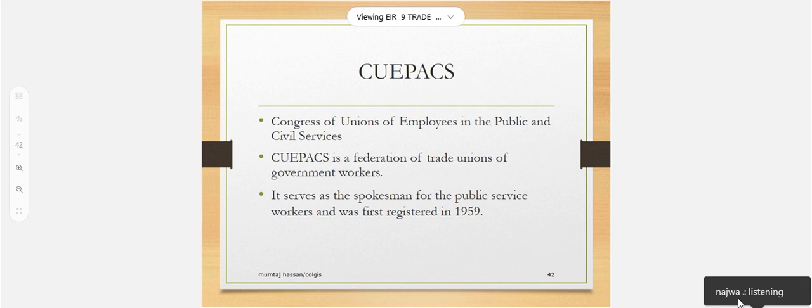So CUEPACS, if you have anything to do with the improvement of the terms and conditions for government workers, is the one who will be the spokesman, giving information to the government.